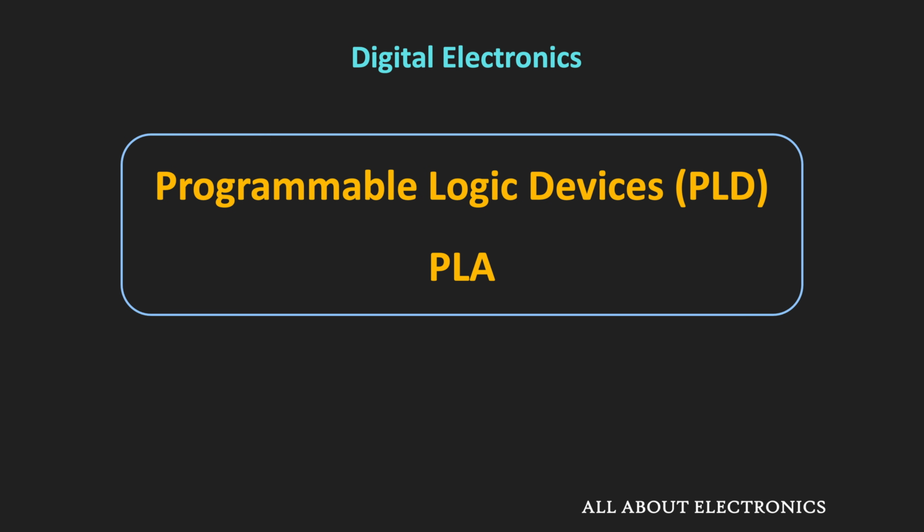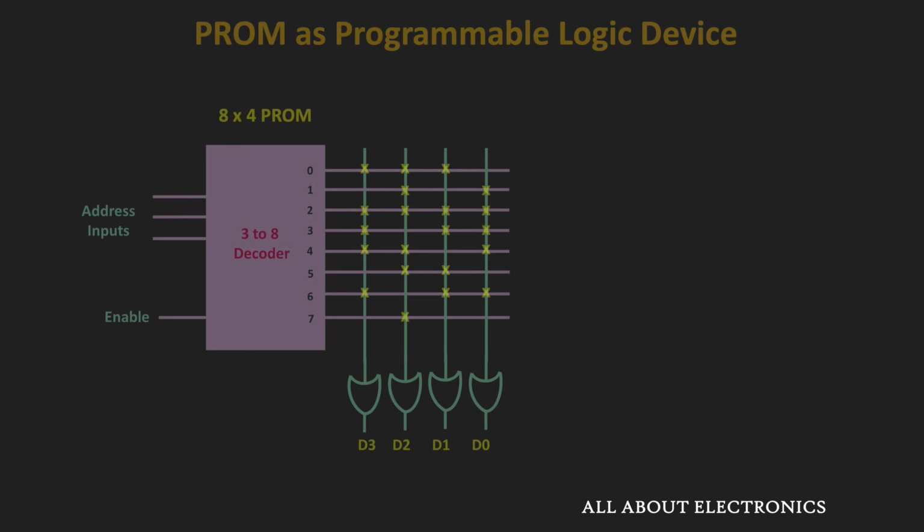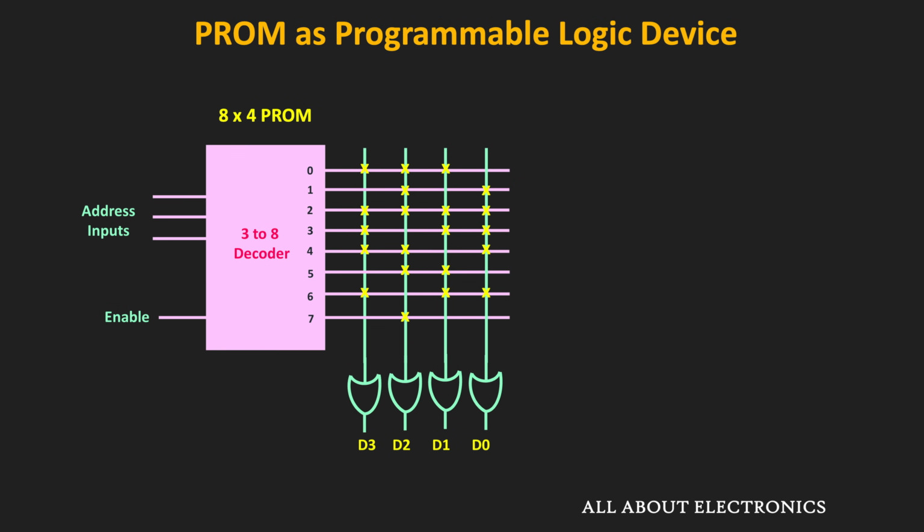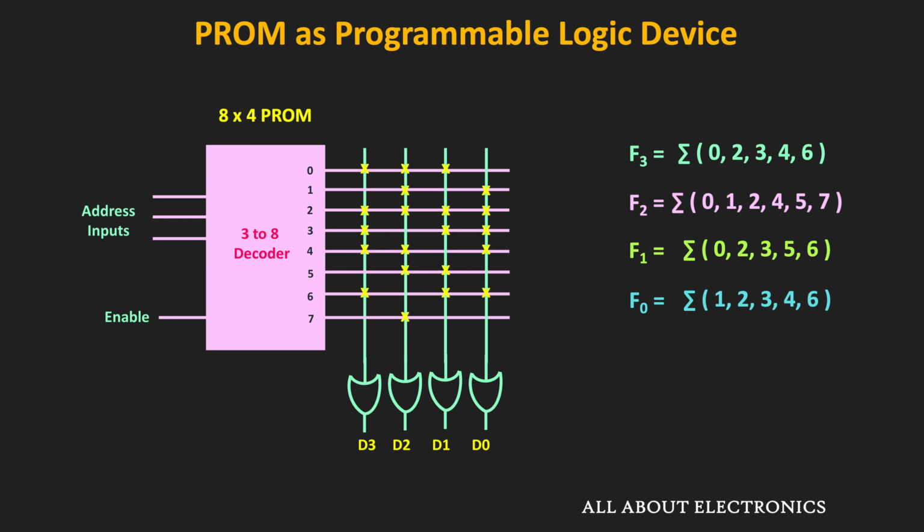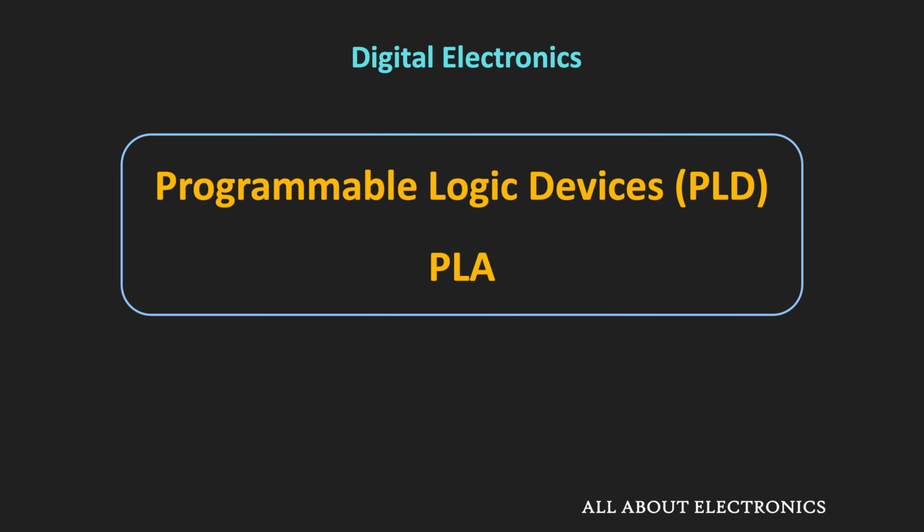In the previous video, we saw what a programmable logic device is, and how the ROM can be used as a programmable logic device. We saw that using this programmable ROM, it is possible to implement different Boolean functions. Similarly, in the next couple of videos, we will learn about two other programmable logic devices, PAL and PLA. In this specific video, we will learn about the PLA.